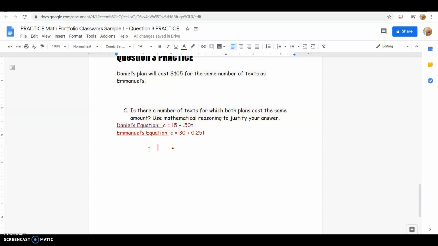So now that we don't have any other information, we don't have a cost, we don't have the number of texts, let's just put them equal to each other. So don't worry about the C equals for this one. Just simply take the 15 plus the 0.50t and put it equal to 30 plus 0.25t.